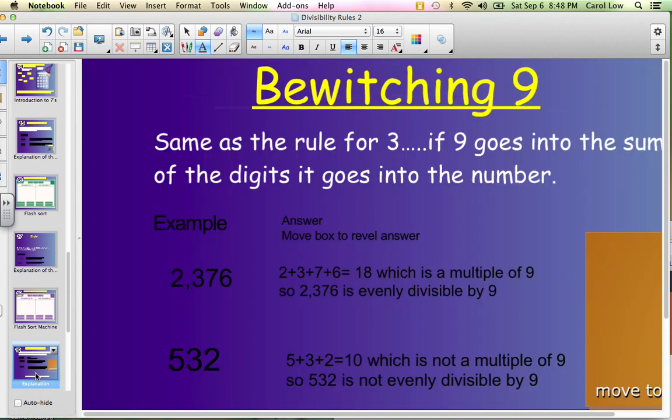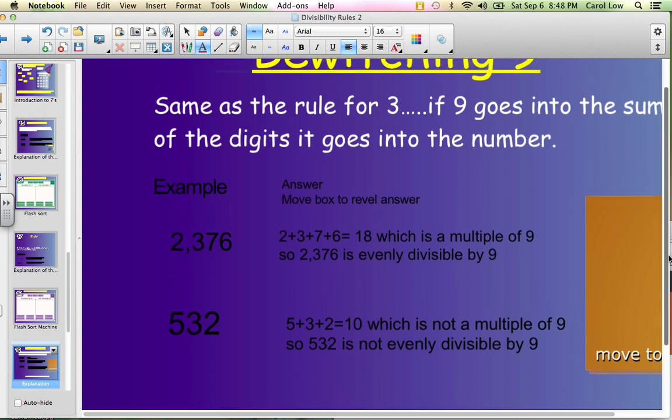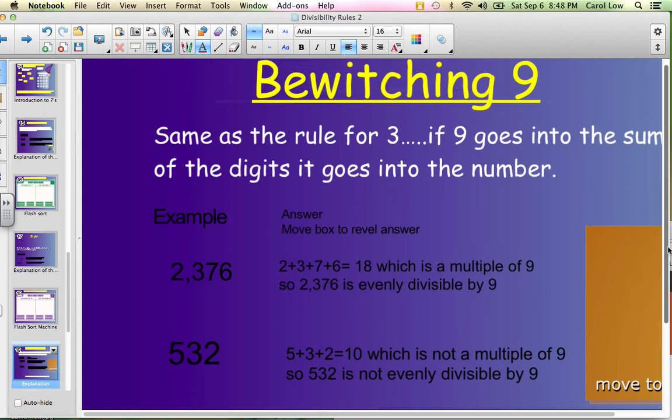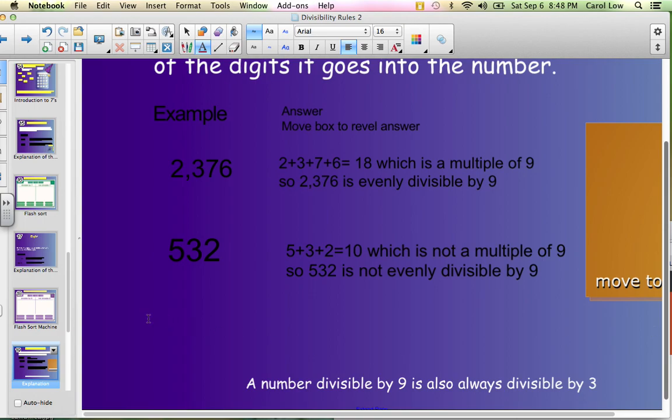All right, 9. Oh, I wonder how many more. We're just going to go over it quickly. You're just going to write this down, same as the rule of 3. If 9 goes into the sum of the digits, then it goes into the number. Okay? So write down the rule for that.